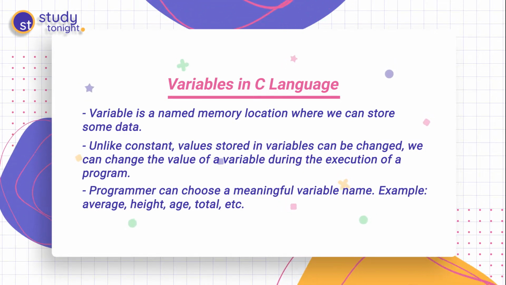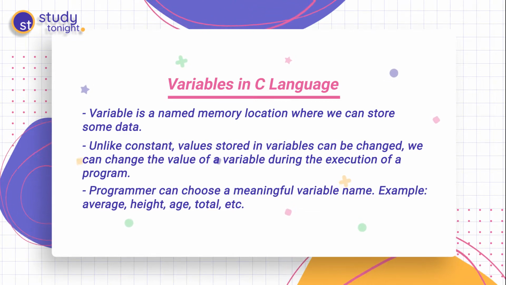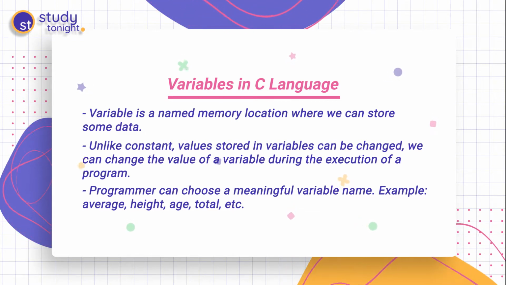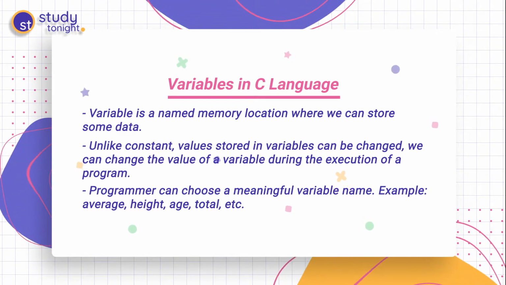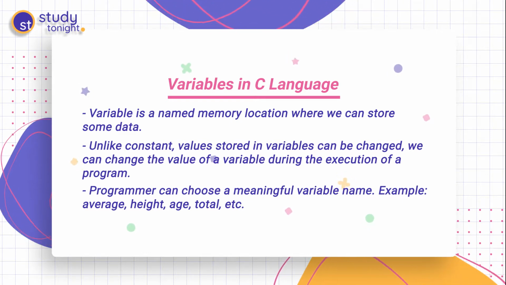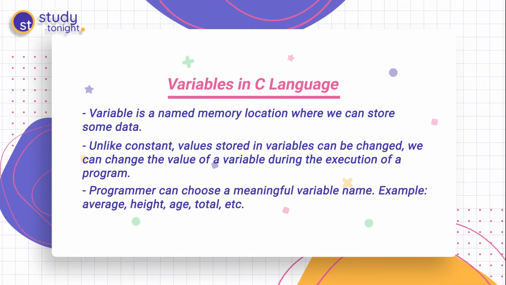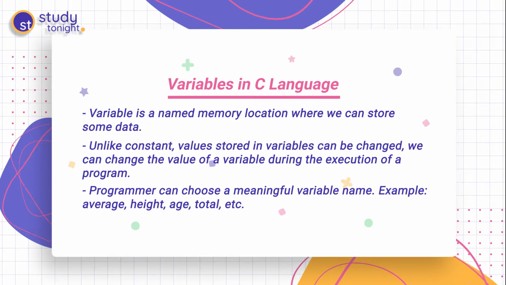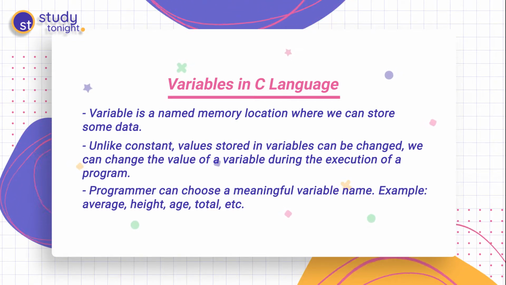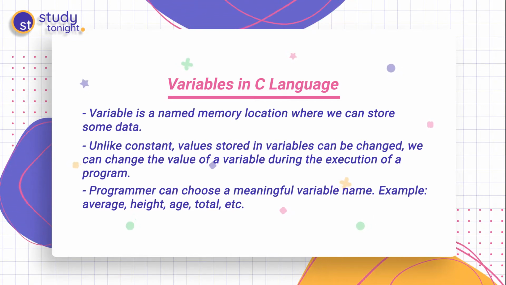Variable is the name of a memory location. Unlike a constant, variables are changeable. We can change the value of a variable during execution of a program. A programmer can choose a meaningful variable name, simply average, height, age, total, number, anything. You can give any name simply as we give it to people. We can give any name to a variable.